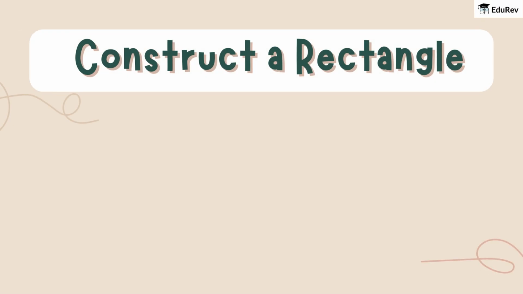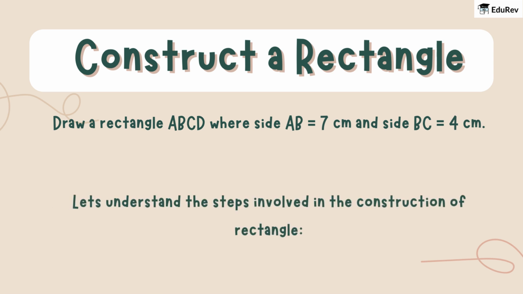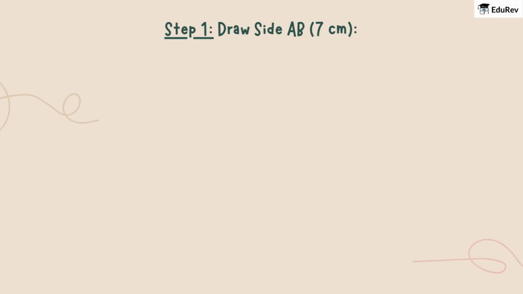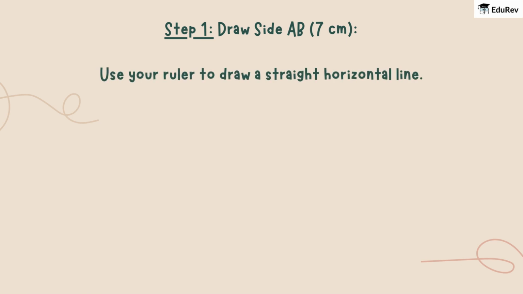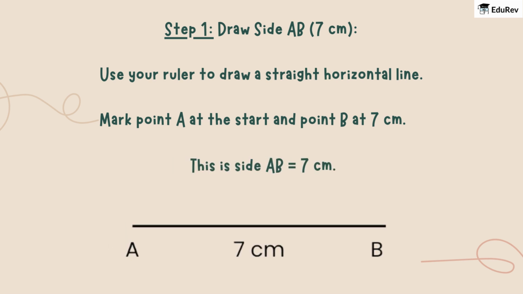Construct a rectangle. Draw a rectangle ABCD where side AB is equal to 7 centimeters and side BC is equal to 4 centimeters. Let's understand the steps involved in the construction of the rectangle. Draw side AB. Use your ruler to draw a straight horizontal line. Mark point A at the start and point B at 7 centimeters. This is side AB equal to 7 centimeters.